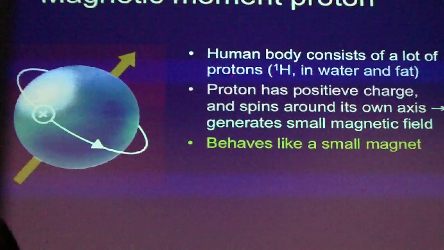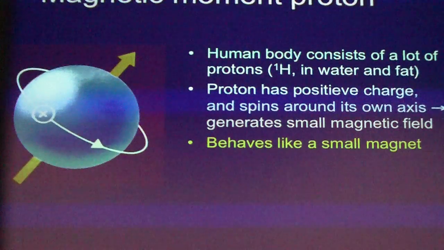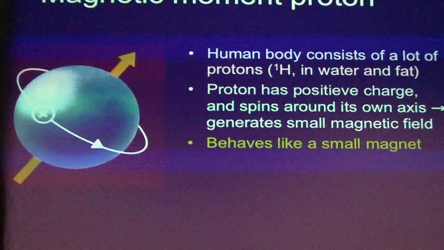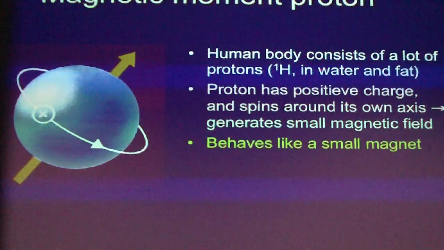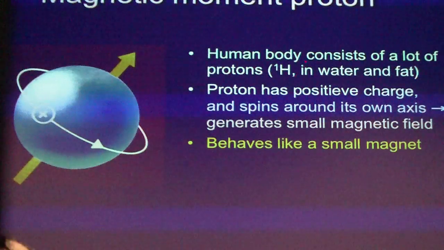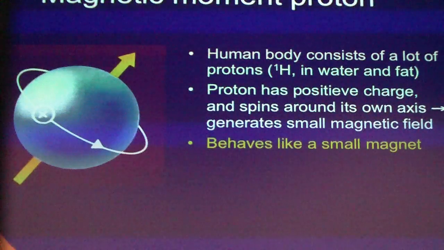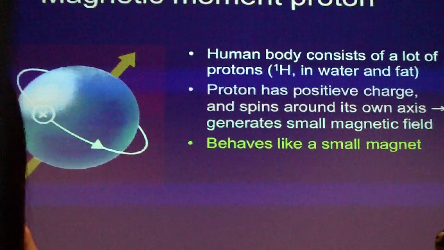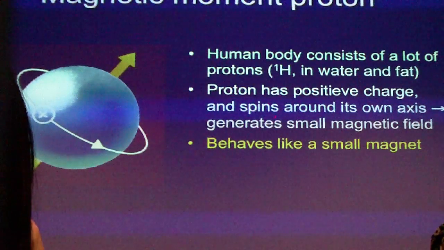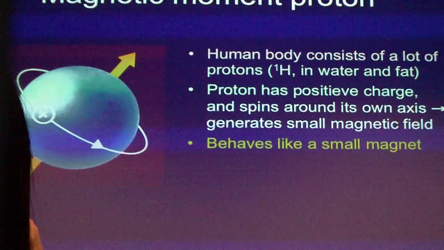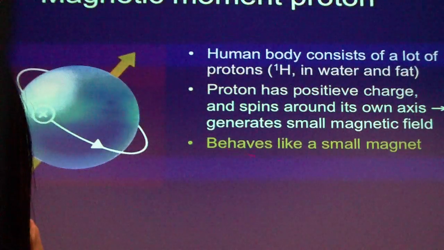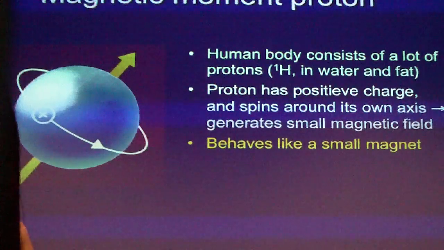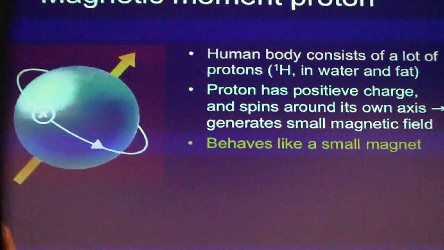In the human body, there are a lot of protons, especially in water and fat, and magnetic resonance imaging uses the signal mainly from water. And from the water, it gets a signal from the protons, because protons have a positive charge, and it has a characteristic that we call spin, and that means that it behaves like a small magnet. A proton nucleus behaves like a small magnet.